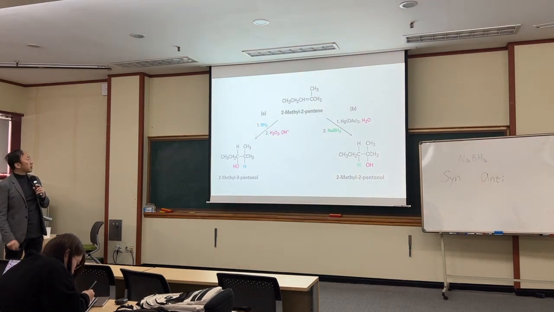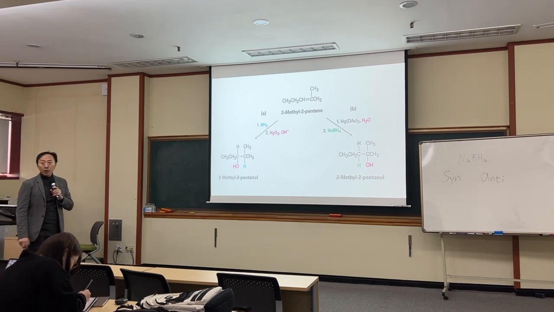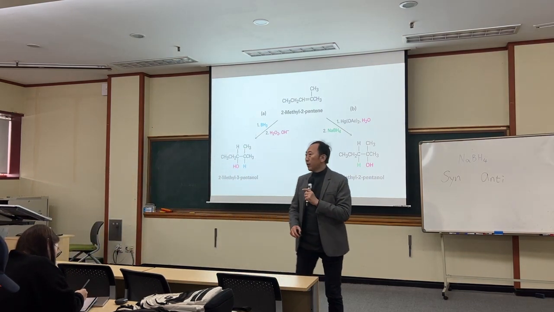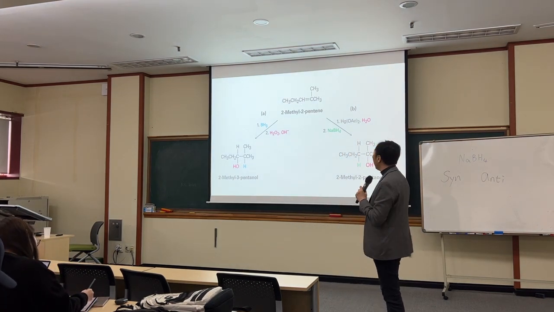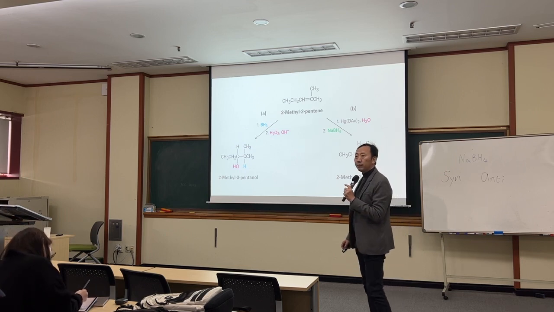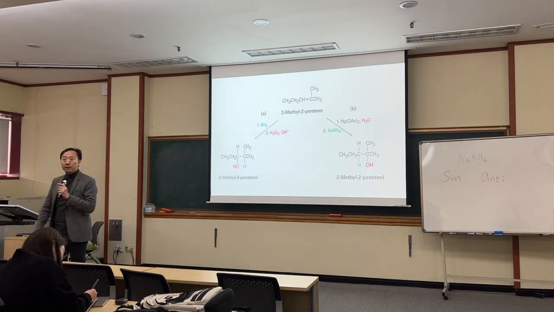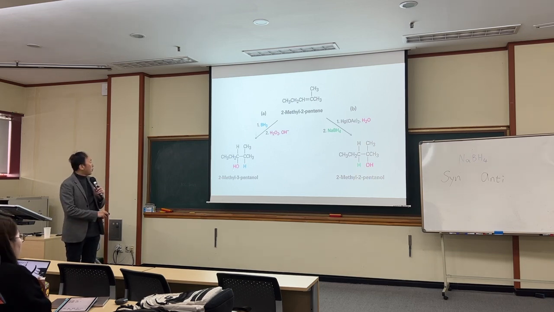Starting from here, this is the more substituted position, this is the less substituted position. If you want to add OH on this side, the Markovnikov product, then we use this mercury method. If you want the opposite direction, if you want to have an OH here, then we use this boron reagent. So this reaction is called hydroboration. In the first step, hydrogen and boron are added first. And by this workup, we get the OH.